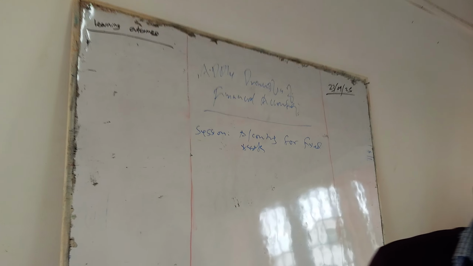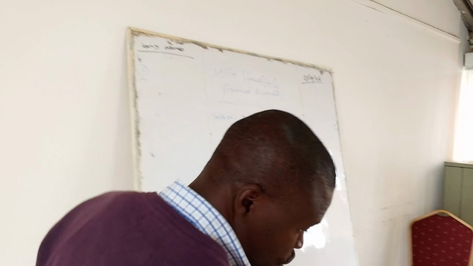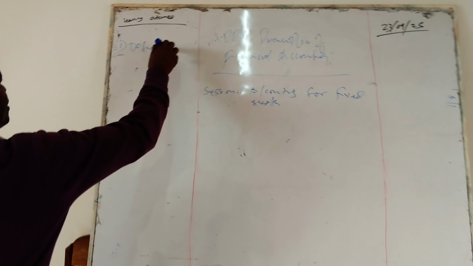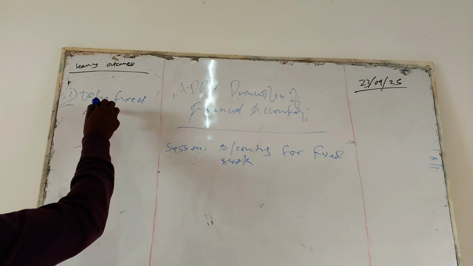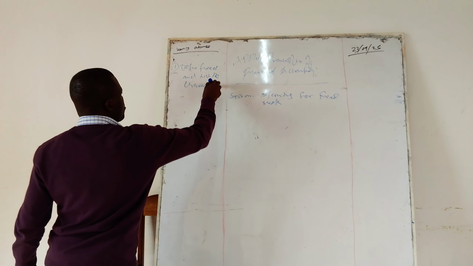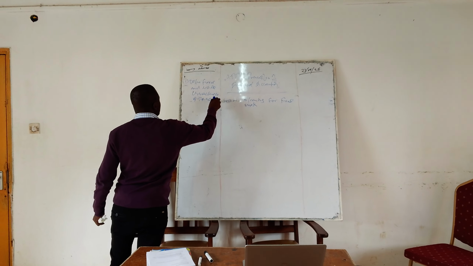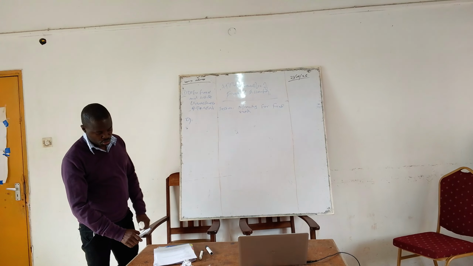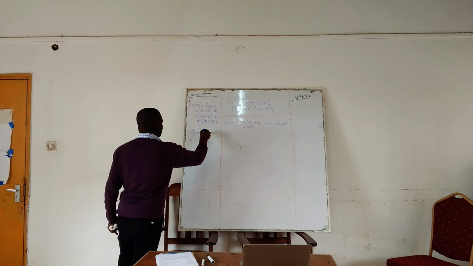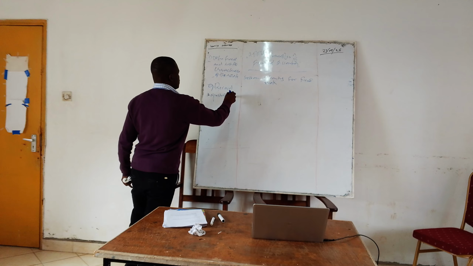Our learning outcomes will be, I expect you by the end of the lesson, number 1, you should be able to define fixed assets and list the characteristics of the assets. Number 2, I also expect you to record acquisition of fixed assets.